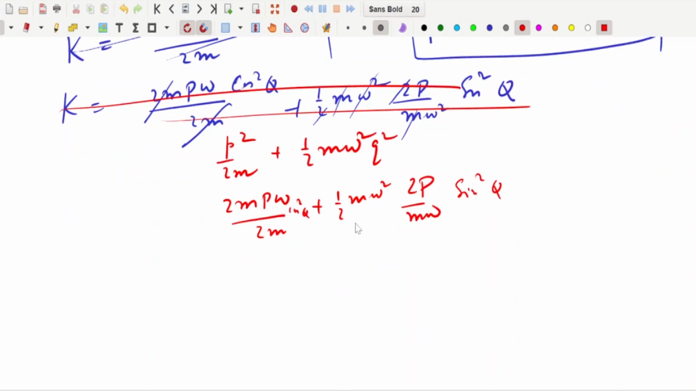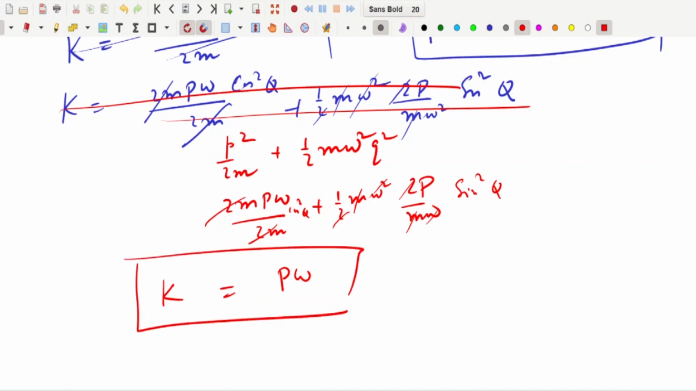Okay. So if you do this, you will find here m gets cancelled, one omega gets cancelled, 2 gets cancelled, so P omega sin square Q. Here 2m gets cancelled, P omega cos square Q. So your new Hamiltonian is very simplified, P omega. So it does not depend on Q. So Q becomes cyclic.